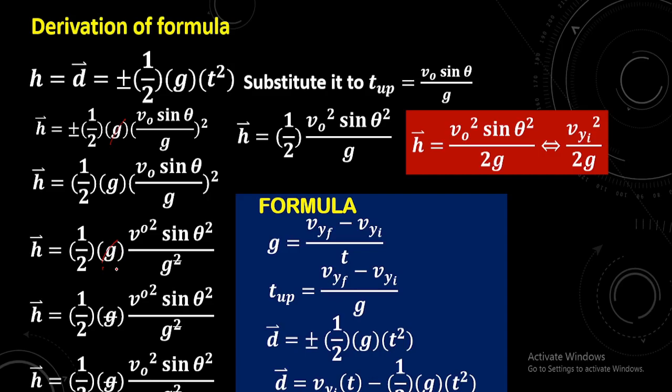So this is just equivalent to v sub yi squared all over 2g. Those are the formulas you need for solving for the height and the time to get up.